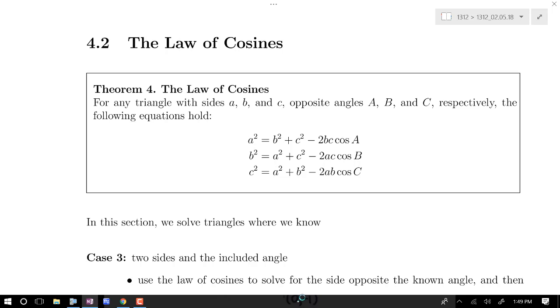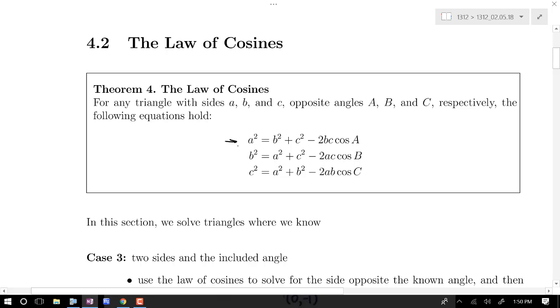The law of cosines comes to us as three sets of equations. Now, you will be provided with one of these equations, but that's enough for you to get any of them. They follow the same pattern. So you don't need to memorize, by the way, the law of sines, and you don't need to memorize the law of cosines. I'm just letting you know that the law of cosines will be given to you in the form of just having one of these equations.